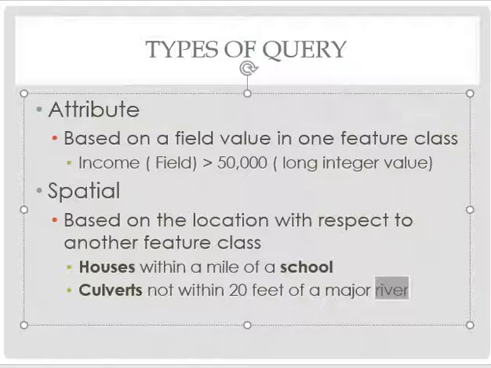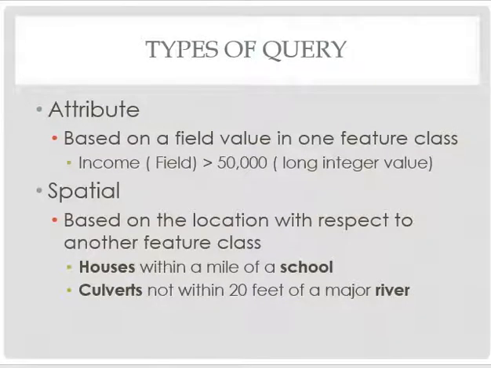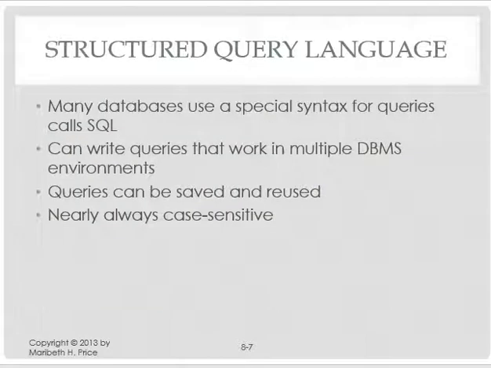I'm going to try something here. I don't know if this is going to work. Yeah, there it is. So this only has one feature class involved. This has multiple feature classes when it doesn't have to, but well, yeah, it does. If I'm doing a spatial query, I'm looking at the relationship of one feature class to another. So with a spatial query, I have to have at least two feature classes to work on.